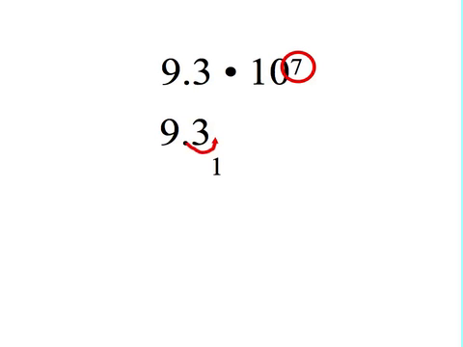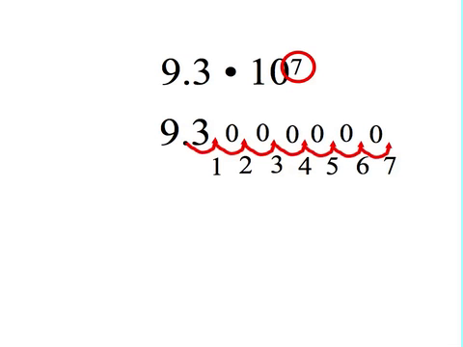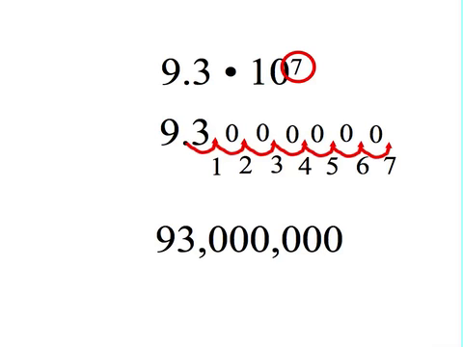decimal 7 places. So we've already moved it 1 to get it around the 3, then 2, 3, 4, 5, 6, and 7, and then I add in zeros as necessary, which you can see requires 6 more to get that decimal moved from 9.3 to where it belongs in 93 million. And of course, in 93 million, since there are no significant places to the right of the decimal point, the decimal does not even have to appear in the number.